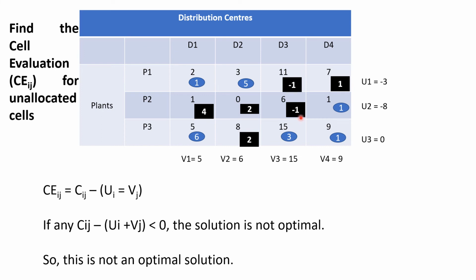The physical interpretation is, suppose I take this cell, where the cell evaluation is minus 1. That means if I include this cell in my solution, my total transportation cost is going to reduce by 1 for each allocation I make here. So if you put 6 allocations here, for each allocation the total transportation cost is going to reduce by 1.